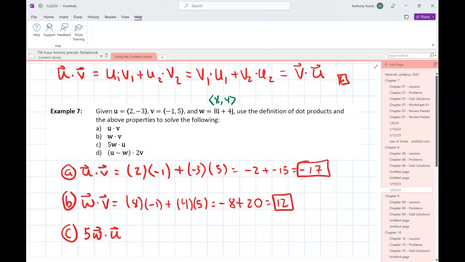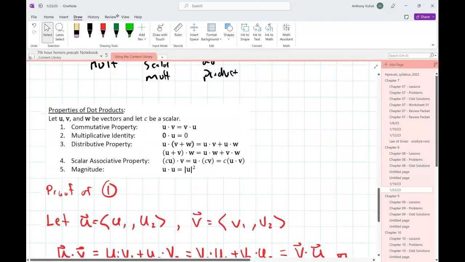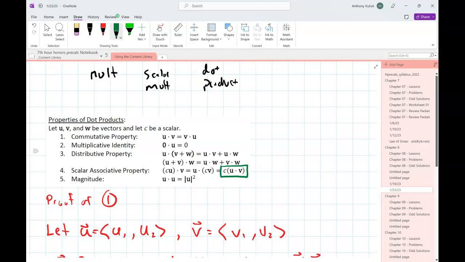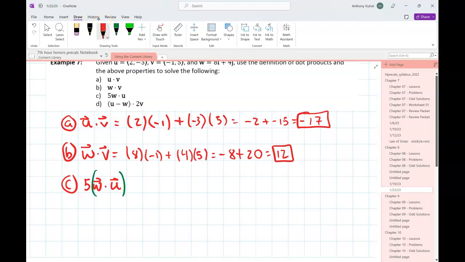The next one, I have 5w dot u. Probably the way that I would do this, I'd go back and note that the scalar associative property says that I can do that scalar multiplication any way I want. I would probably do it here, just to keep all the numbers as small as I can for as long as I can.